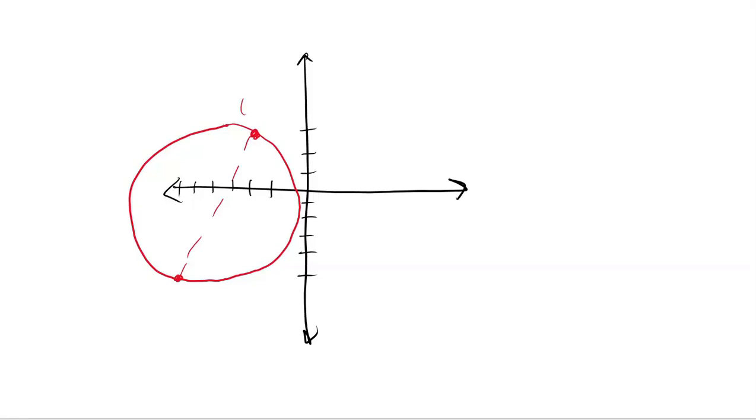Let's label the points. This is negative 2 comma 3. This is negative 6 comma negative 5. If I want to find the center, I use the midpoint formula. The x-coordinate of the midpoint is the average of the x-coordinates of those endpoints, so negative 2 plus negative 6 divided by 2. And the y-coordinate of the midpoint is the average of the y-coordinates of those endpoints, so 3 plus negative 5, also divided by 2.